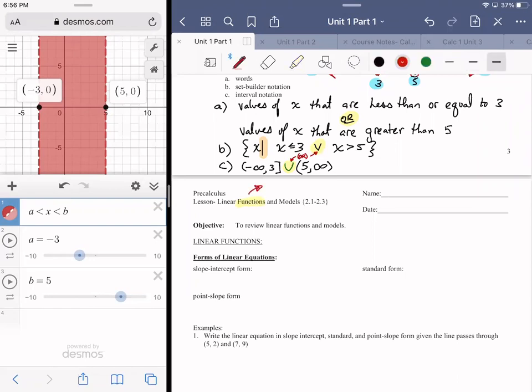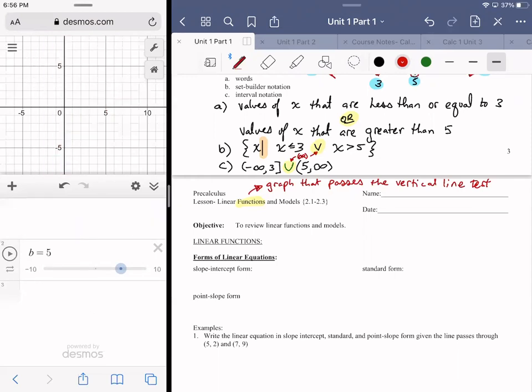It's a graph that passes the vertical line test. Graph that passes the vertical line test. Now, that's very simple if you know what the vertical line test is. If you don't, then unfortunately you're not going to pass the course. No, let me just show you really quickly.